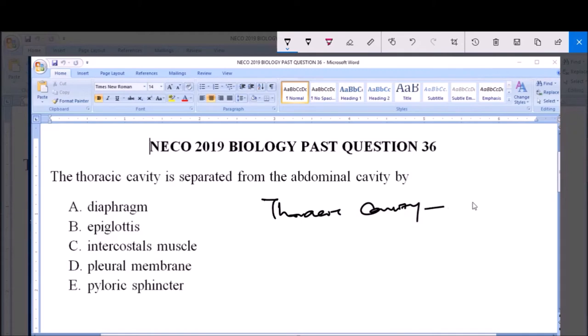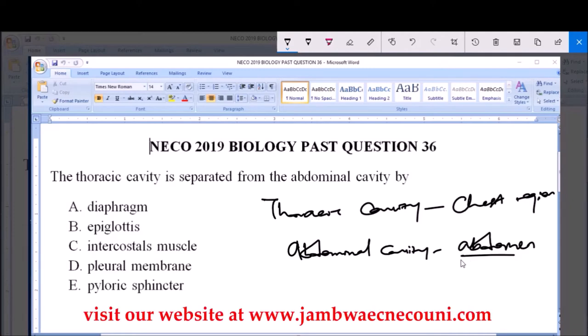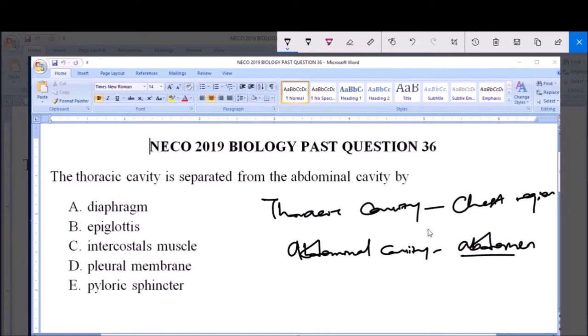Now, the thoracic cavity is the chest region. That's the region consisting of the ribs and the sternum, the breastbone. Then the abdominal cavity is the abdomen. That's the part containing our viscera, that is the stomach, the liver, and the intestine. This thoracic cavity contains the heart and the lungs, but it is separated from the abdominal cavity by a muscle known as the diaphragm.